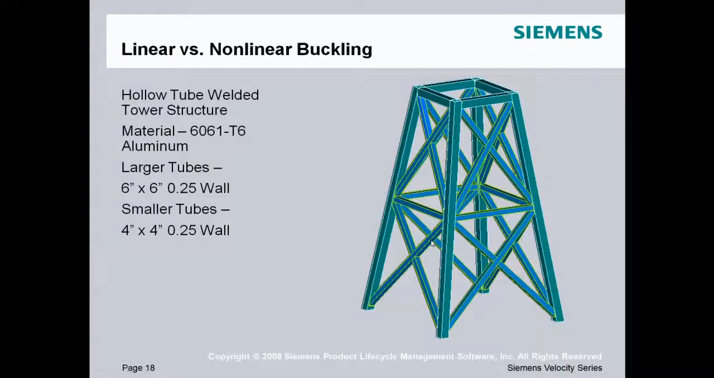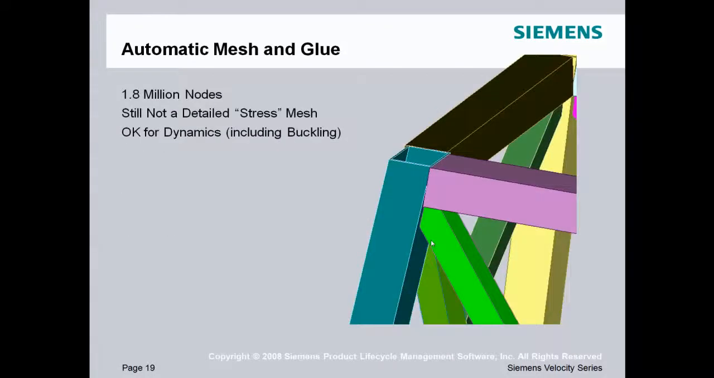There's been some questions on the FEMAP group on Yahoo recently regarding linear versus nonlinear buckling. I'm going to use this sample model of this simple tower structure. It's basically 6061 T6 aluminum, 6x6 tubes as shown there, and also 4x4 cross stiffeners. We usually use this model just as an introduction to FEMAP and FEA modeling.